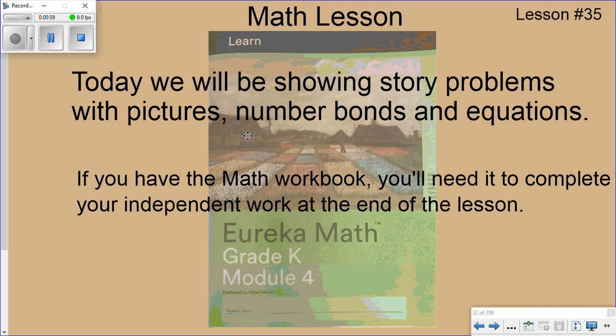Today we will be showing story problems with pictures, number bonds, and equations. If you have the math workbook, you'll need it to complete your independent work at the end of the lesson. You do not need your math book right away. So let's begin.